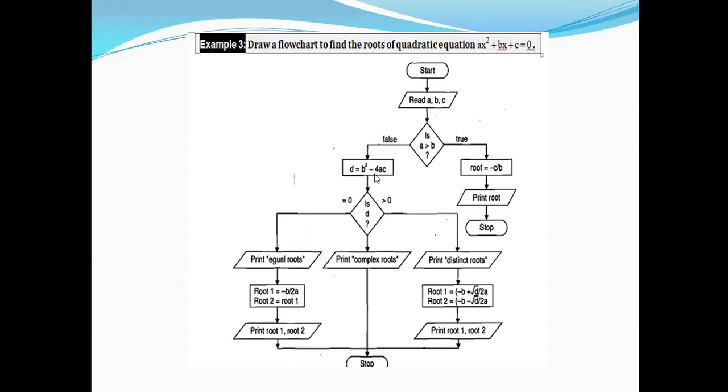If this d value is equal to 0, then it has equal roots. If the d value is greater than 0, then it has distinct roots. If the d value is less than 0, then it has complex roots. So what are the equal roots here?